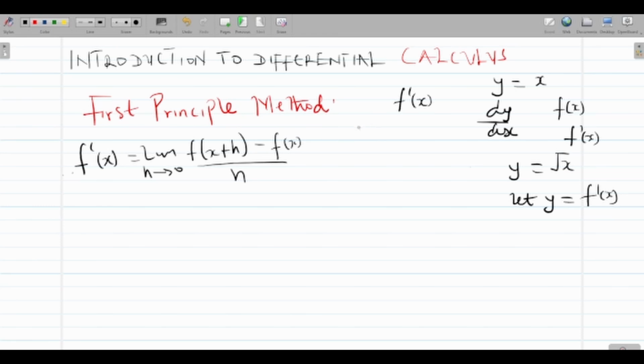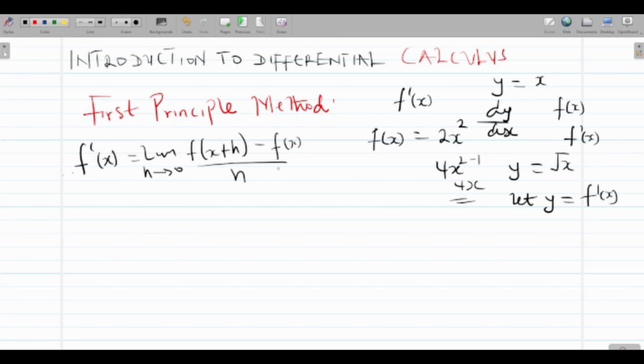Suppose you have a function f of x is equal to 2x squared. Getting the derivative using the first principle method is going to be quite different from the power rule or the general method. If we use the general method right now, it's 2 times 2, which gives you 4, and then you have 4x, subtracting 1 from the power. The derivative of 2x squared using the general method will give you 4x.